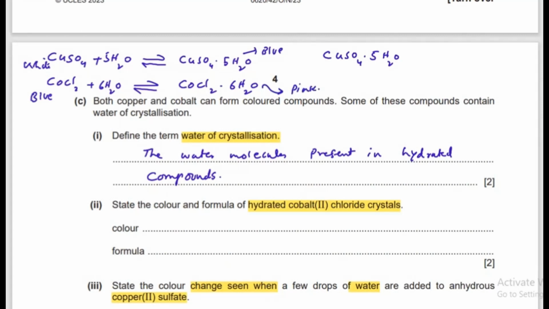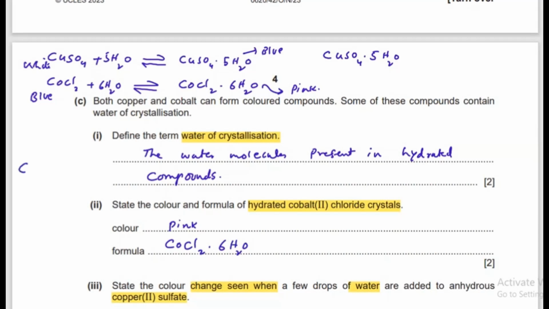So a student should remember the colors of hydrated and anhydrous copper 2 sulfate and cobalt 2 chloride. State the color and the formula of hydrated cobalt 2 chloride crystals. As you can see, this is the hydrated cobalt 2 chloride crystal. So the color is pink and the formula is CoCl2.6H2O. So this is cobalt.